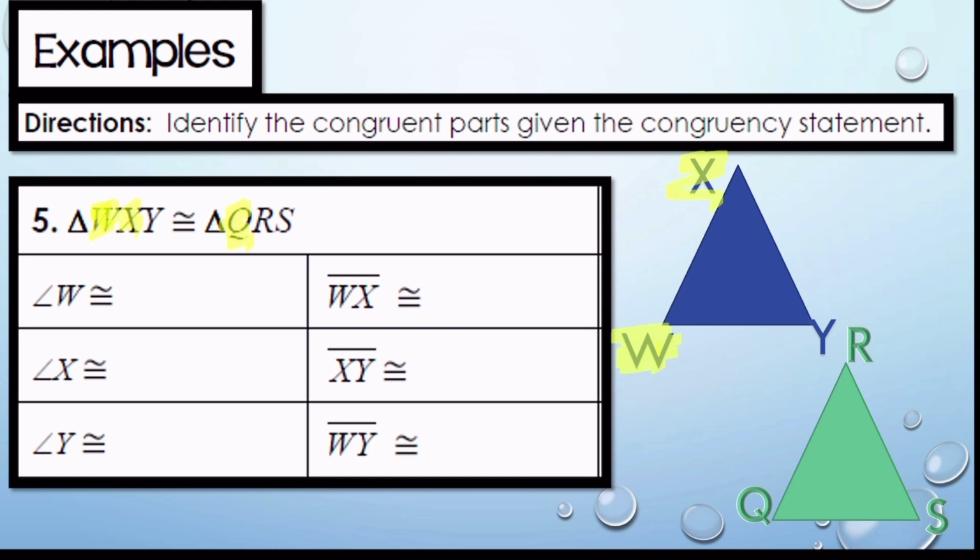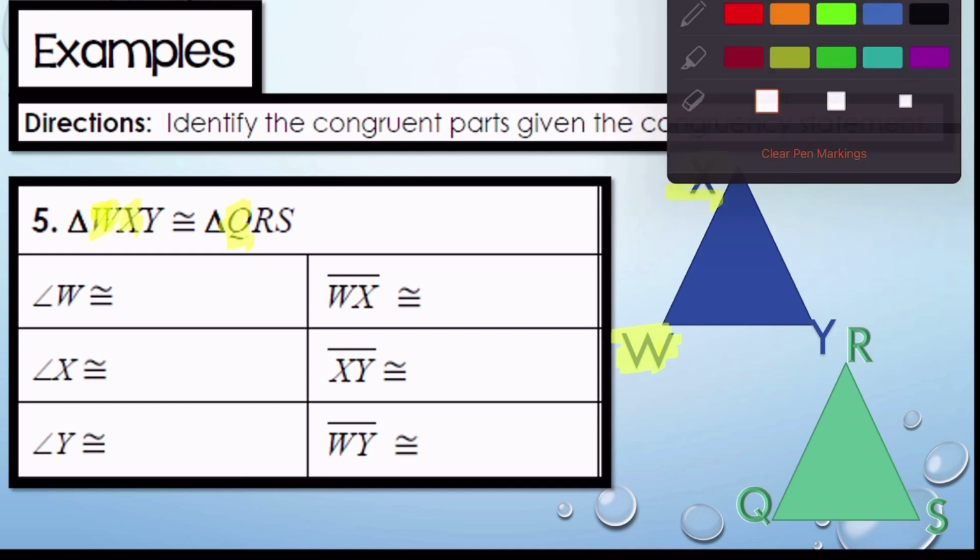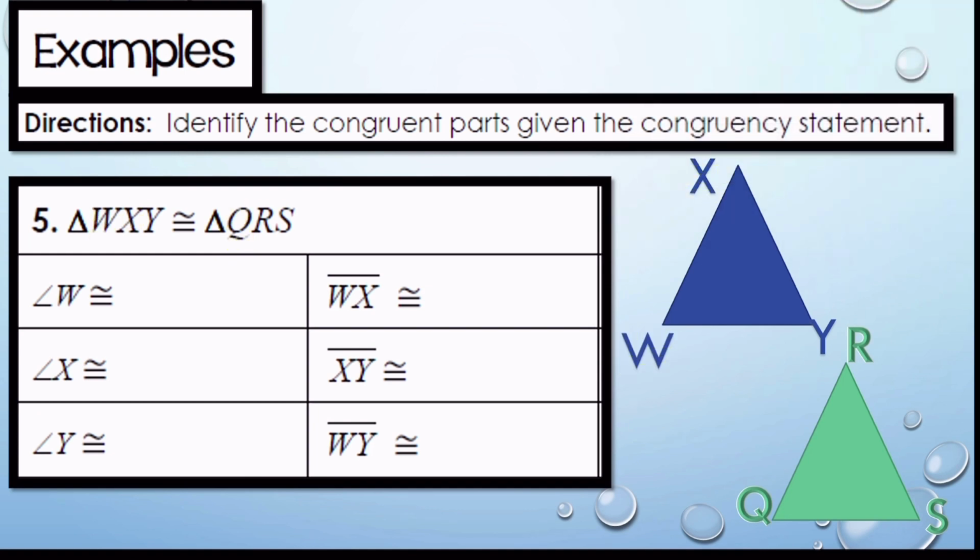So now that I have those statements, I can figure out, since we have W and Q in the same spot, see W's here, Q's here. They want to know what is congruent to W. Well, that would be angle Q. They want to know what is congruent to angle X. Do you see it yet? Good, angle R. Then what's congruent to angle Y? Angle S.